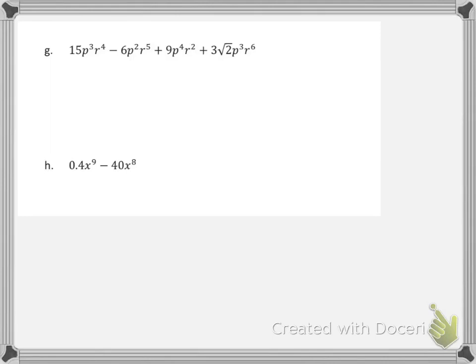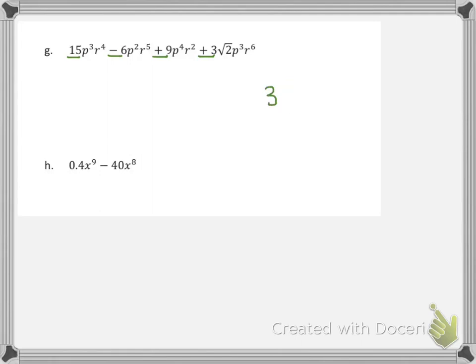G. Oh, lots going on. Well, is there something that I can take out of all of these? Well, let's first look at the coefficients. 15, -6, +9, +3 times a square root of 2. So that I could take a factor out there. And those are my 4 terms in this polynomial. So it looks like 3 is going to be a GCF. So I'm going to try to put that over here. 3.